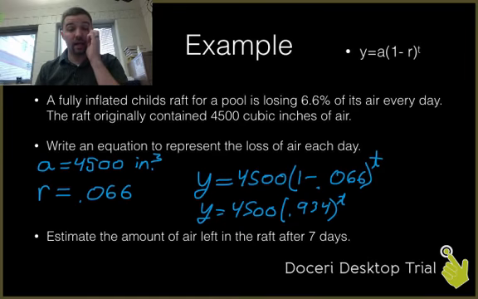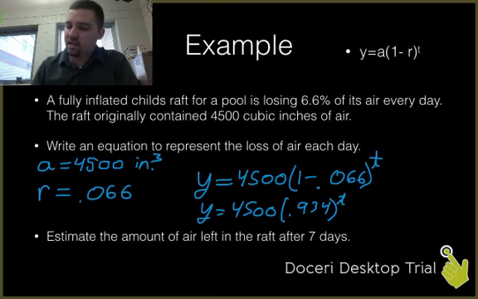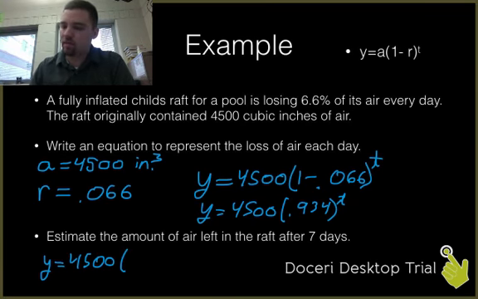Now that we've got a model, I can plug in the value for T or for Y and figure out the other one, whichever I didn't plug in. I want to estimate the amount of air left in the raft after 7 days. Well, that's just when T equals 7. T is in days, and we want 7 days. So Y equals 4,500 times 0.934 raised to the T, and T we said was 7.